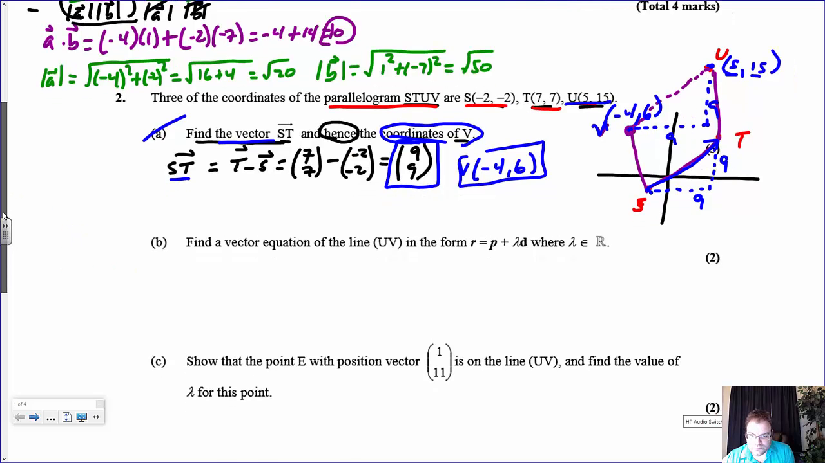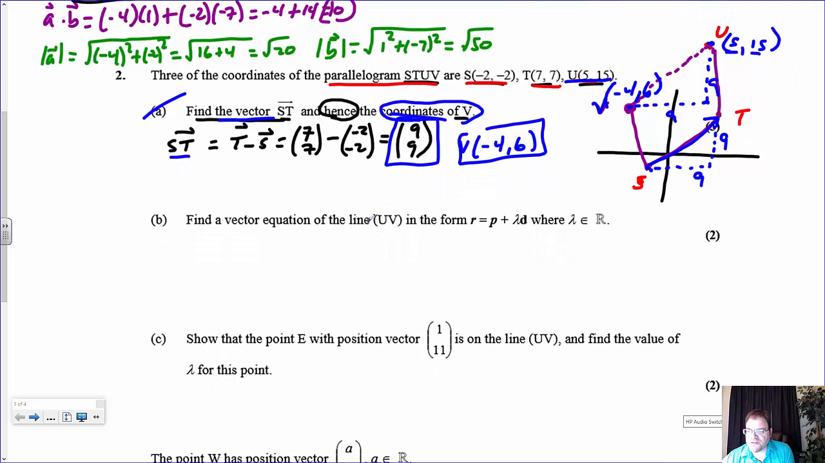So those are your two things they wanted you to find, the vector and the coordinates. No problem. Okay, find the vector equation of the line UV in the form r = p + λd, where λ is a real number. That's what that means. This is very typical for a vector equation of a line. There are two things that I'm finding. One of them is a point on the line, which is p, and the other one is direction, which is d. Well, the vector is going to go in the direction from U to V.